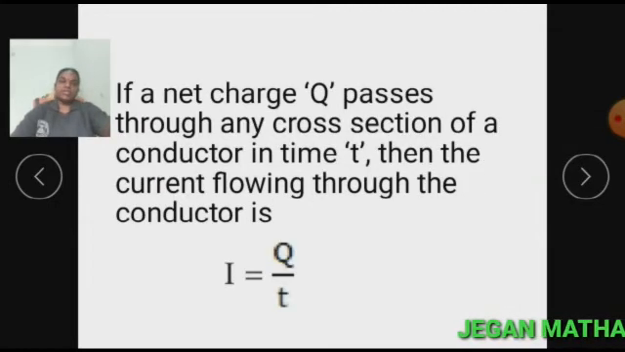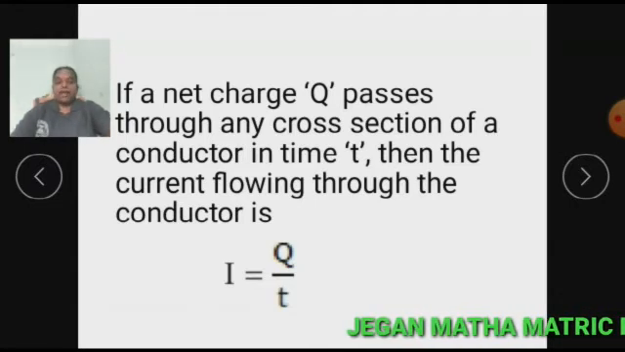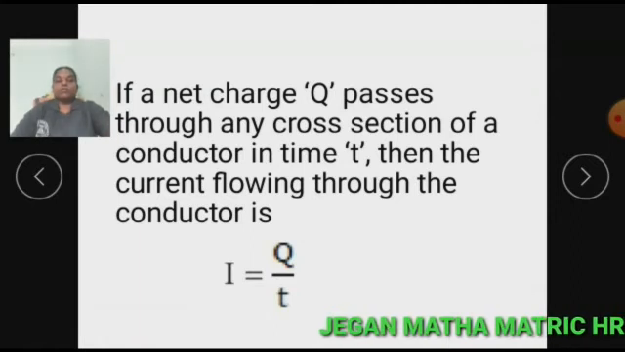If a net charge Q passes through any cross section of a conductor in time t, then the current flowing through the conductor, I, is equal to Q by t. I equals Q by t.